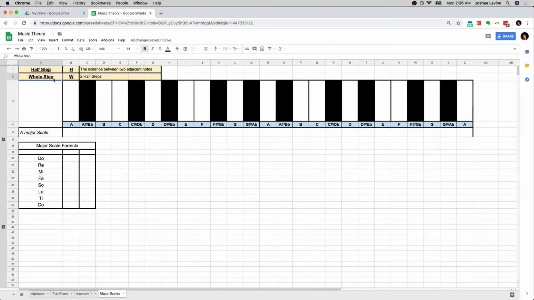What is the major scale? The major scale is a sequence of notes that you have heard of before, and it sounds like this. Starting on any note: do, re, mi, fa, sol, la, ti, do, ti, la, sol, fa, mi, re, do. That is the major scale.